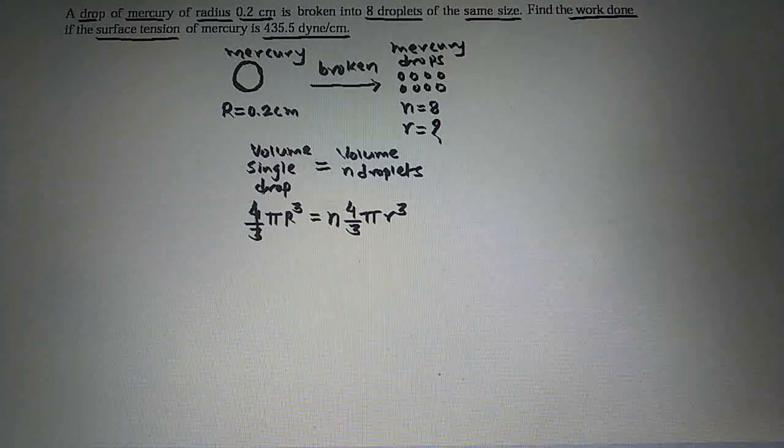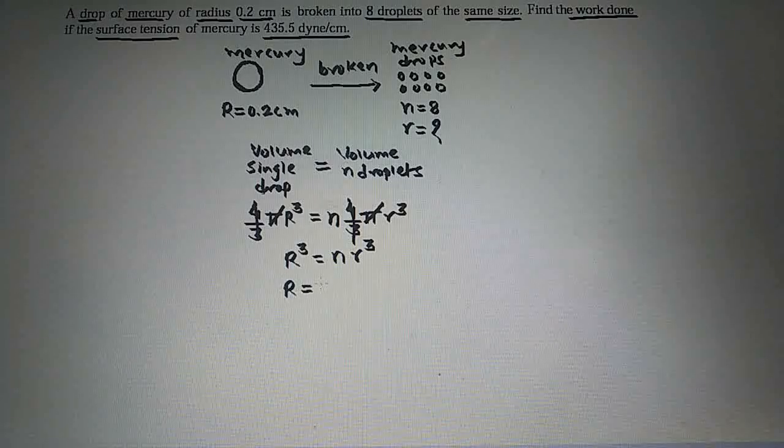Now the 4/3 and π get cancelled, so we can write R³ is equal to n r³, small r cubed. If we take the cube root on both sides, then capital R is equal to n raised to 1/3 into small r. As we have to find small r, small r is equal to capital R divided by n raised to 1/3.